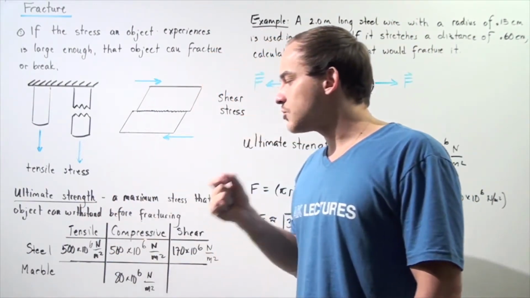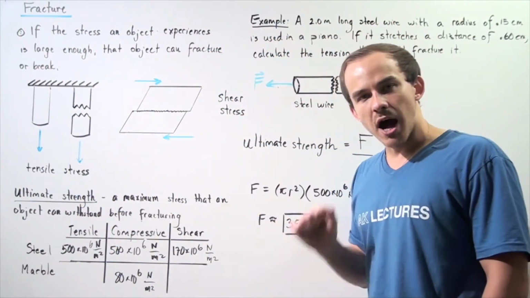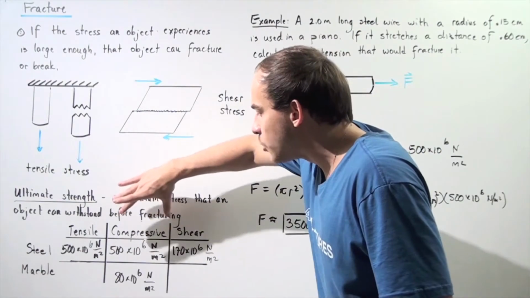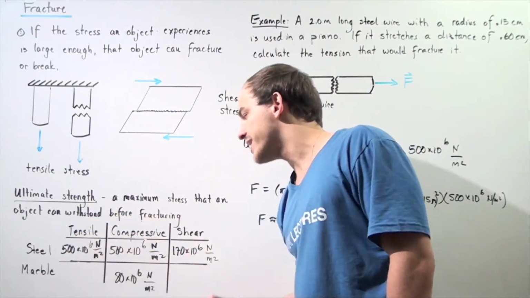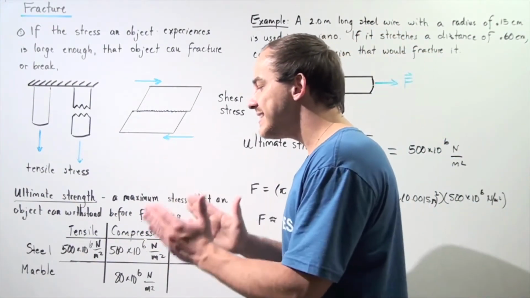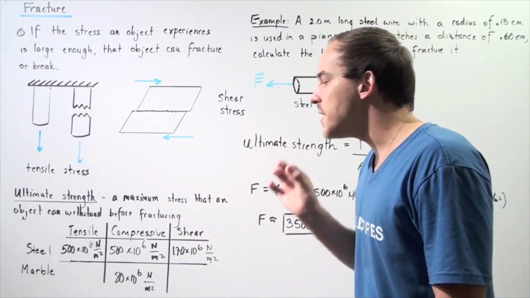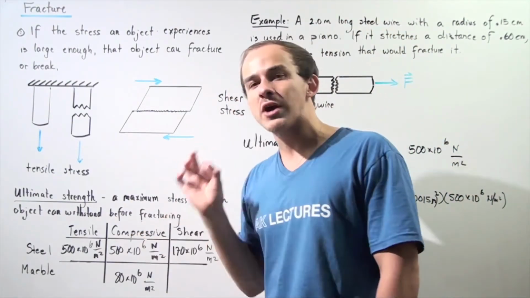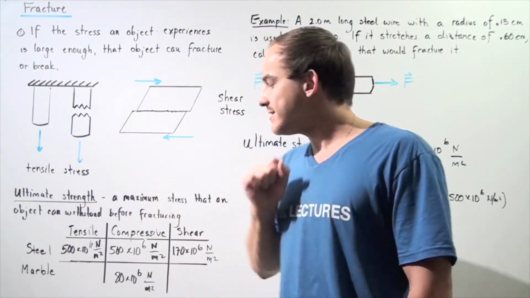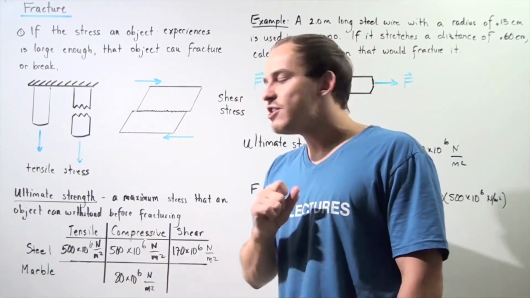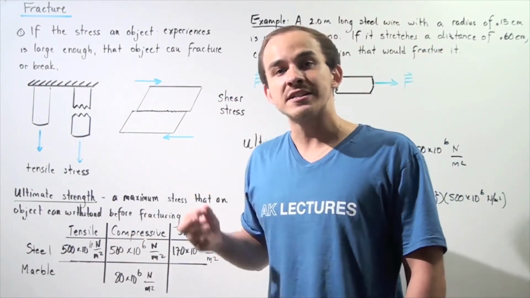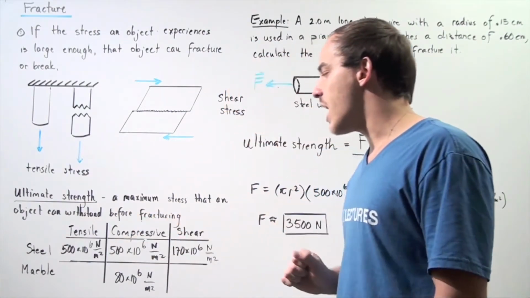So let's compare and contrast steel objects and marble objects. And let's look specifically at compressive stress. So this compressive strength for steel is 500 times 10 to the 6 newtons per meter squared. In other words, if we have a steel column and the steel column experiences a compressive stress value that exceeds this quantity, that steel column will break. And the exact same is true for a marble column. And notice that a steel column is able to withstand a higher compressive stress value than a marble column can.